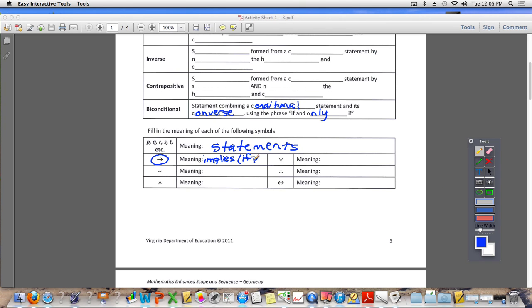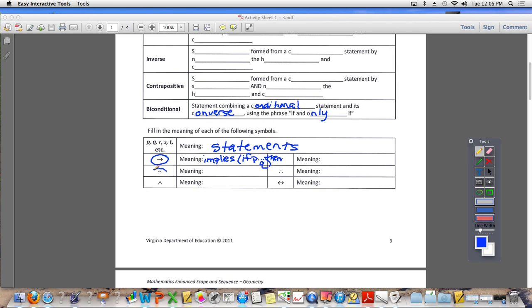Well, it means if P, then Q. If P, then Q. Implication. If you see P, arrow Q, that means if P is true, then Q is true. If P, then Q.